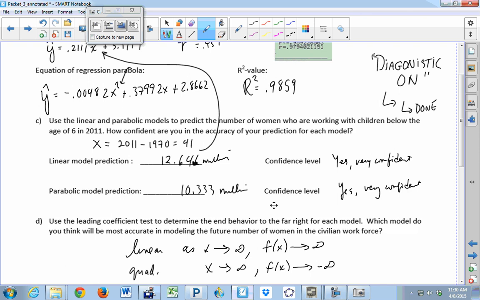So we have to just make our best choice based on what you know about your data set, what you think might be realistic. And in this case, to go a little bit beyond 2000, I would probably use the quadratic model. And the two articles I received from the librarian last night support that the actual number of women is slowly starting to decrease, the percentage of women with children under the age of 6.